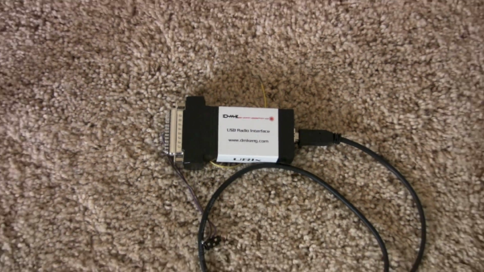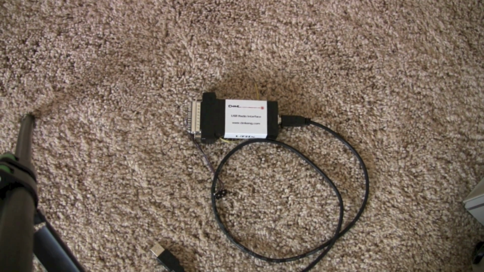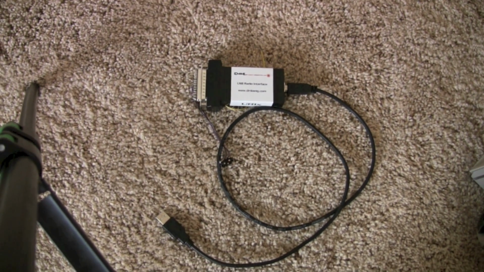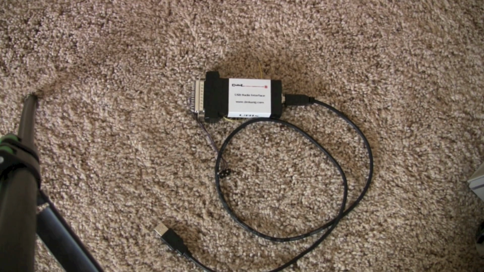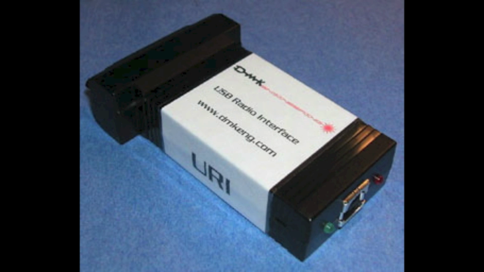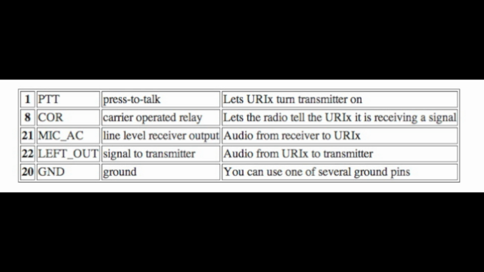You'll also need a USB radio interface from dmkeng.com. When hooking up the URIx to your radio, use pins 1, 8, 21, 22, and 20. Pin 1 is the press to talk button. This lets the URIx turn the transmitter on. Pin 8 is not usually used, but it's carrier operated relay and lets the radio tell the URIx it is receiving a signal. I didn't use it because I used CTCSS operated.